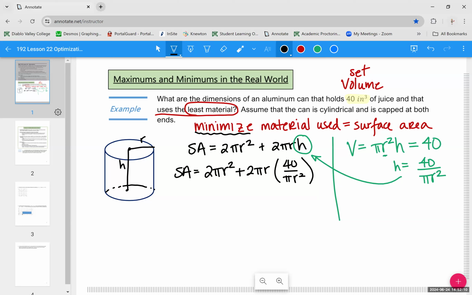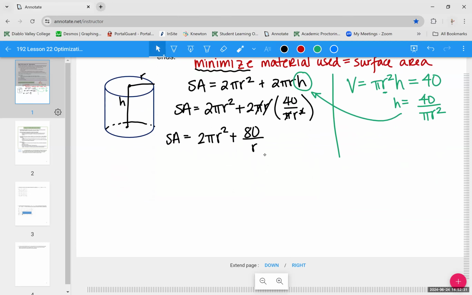Now, it's always a good idea to simplify as much as possible before you go ahead and take a derivative. So it looks like the pi's will cancel, and the r will cancel with one other r in the denominator. So I'll have just 80 over r. So my surface area is equal to this equation.